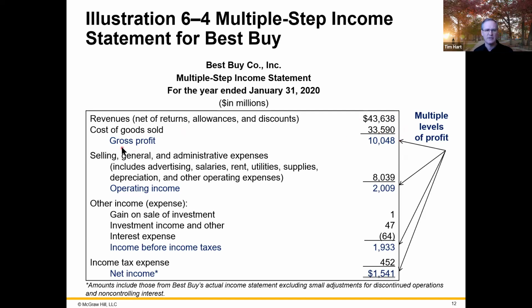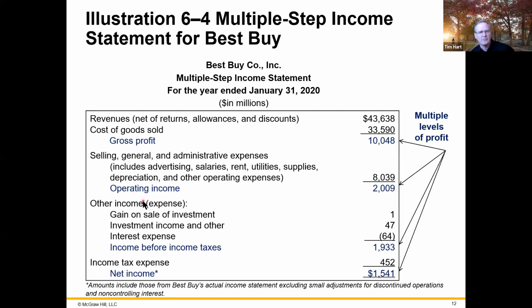And gross just means the big number, not you, but the big number, that 10,048 in millions. And here's that SG&A expenses, selling, general, and administrative expenses, advertising, salaries, rent, utilities, everything, right? All those expenses. So this is our operating income. Is this level or operating profit, right? But we'll call it operating income.